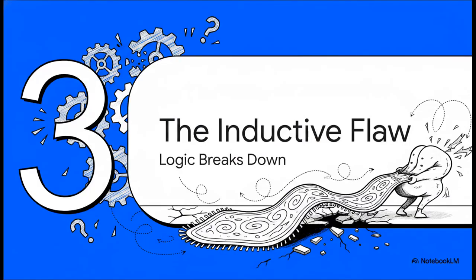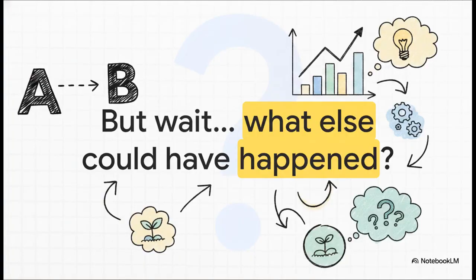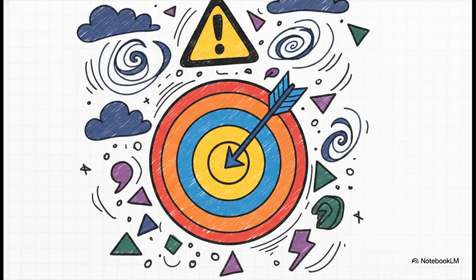Section 3. The inductive flaw. But wait, what else happened? Let's pull the rug out for a second here. I want you to pause and really ask yourself, can we absolutely assume A is true just because the behavior changed? Just because B happened, is it guaranteed, beyond a shadow of a doubt, that our specific intervention caused it? Actually, no. We can so easily fall into a trap known as the inductive flaw.